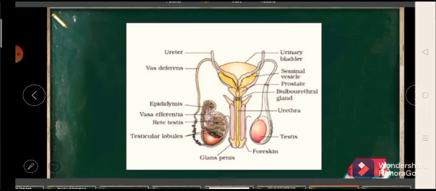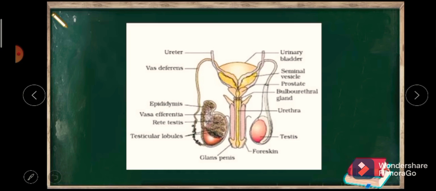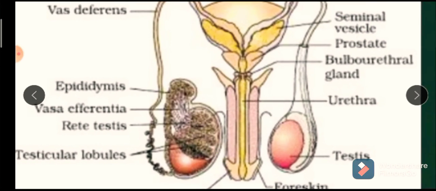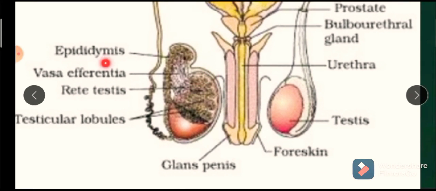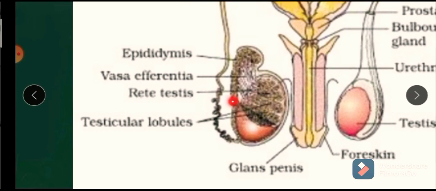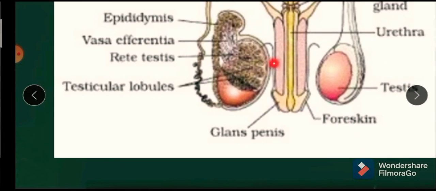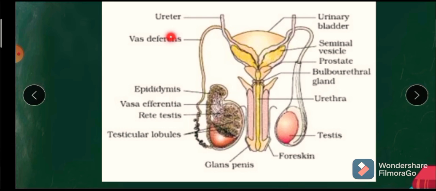For a brief idea, you can see this figure. Here the rete testis is present, and here the vasa efferentia is present. The vasa efferentia carries the sperms produced inside the testes to the epididymis, and from there they are carried through the vas deferens. This bigger, huge one is the vas deferens, but the vasa efferentia is a very fine tubular structure present inside the testes.